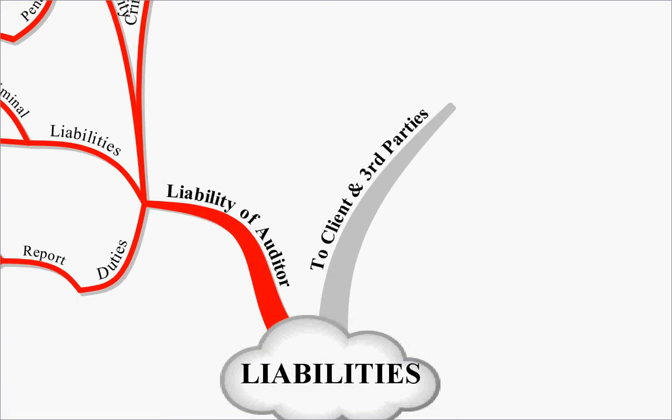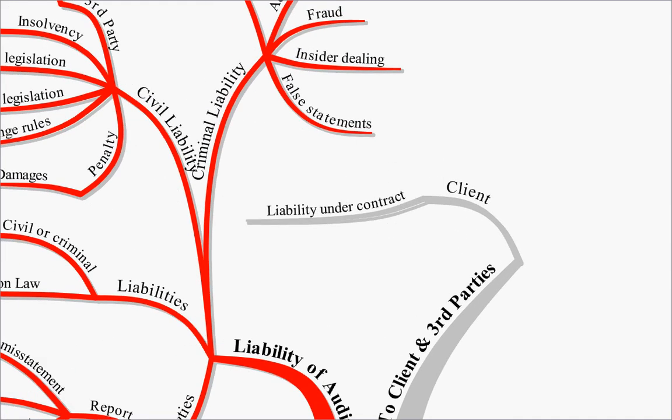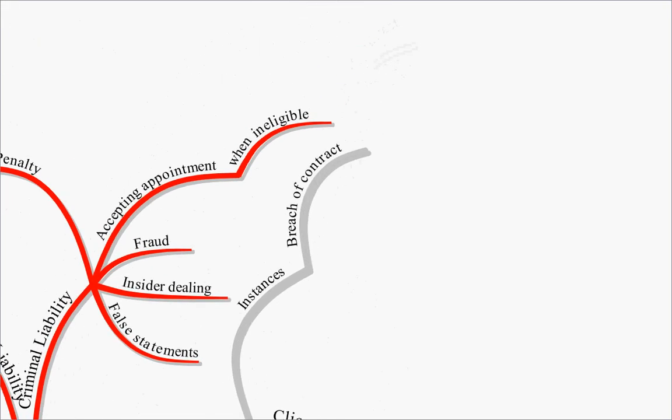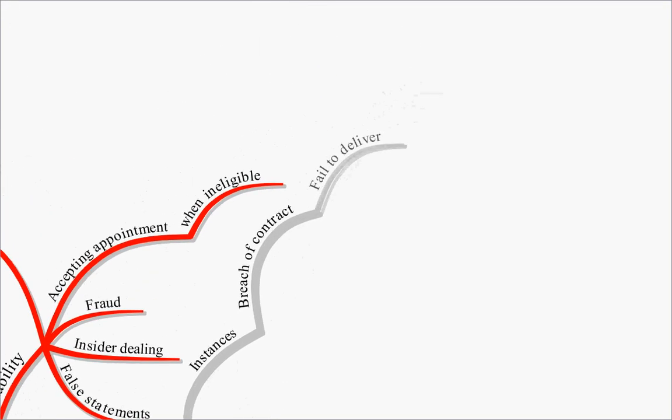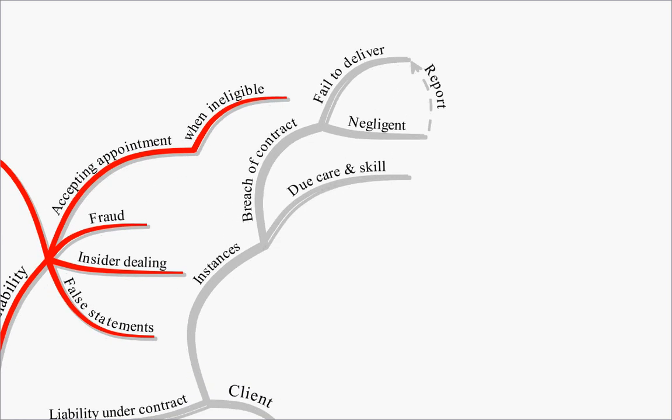So let's look in more detail at the liability to clients and to third parties. First of all, to the client. Well, your liability to the client is under contract. Remember, you have a contract with the client and will have liabilities under this. The instances in which you will have a liability, well, maybe you breach the contract, you fail to deliver the audit report, or you deliver a negligent report. Both of these will be a breach of contract and will lead to a liability. Or if you don't perform the audit with due care and skill, again, that will lead to a liability.